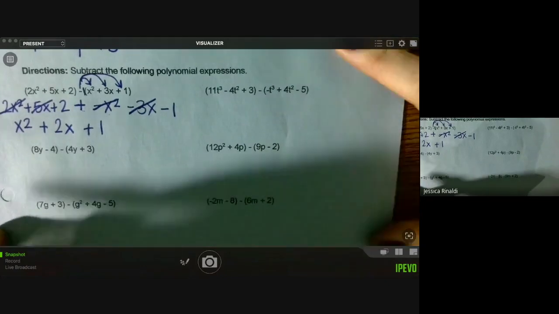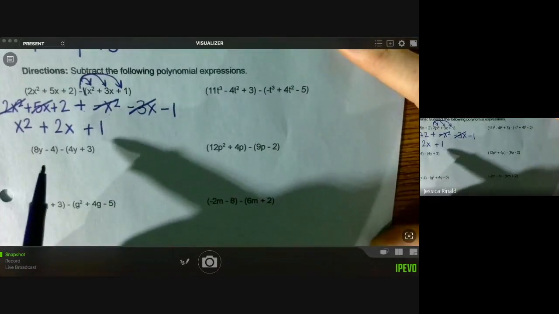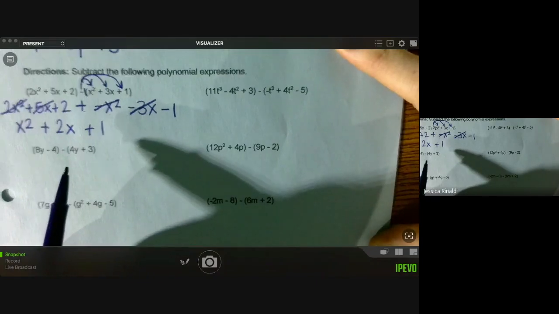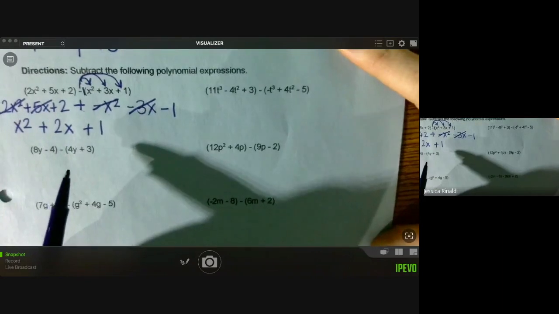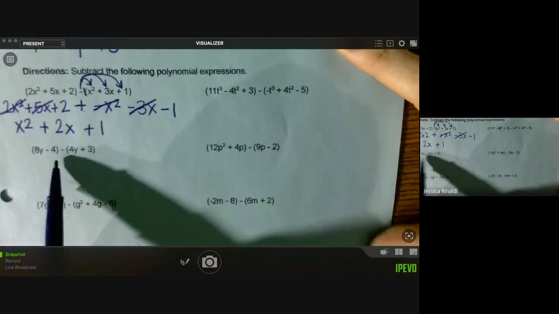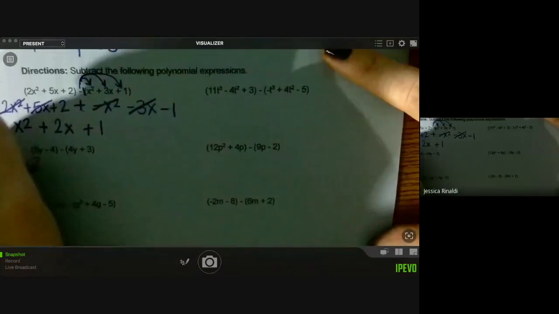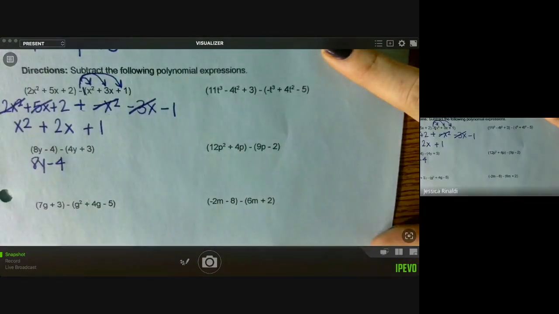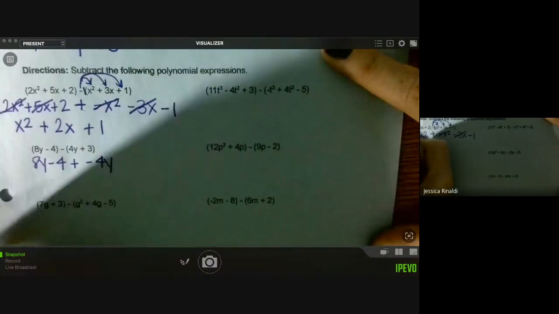So let's just move down this time underneath. I have 8y minus 4 minus 4y plus 3. So what am I going to do first? Dalton, you help me out with this one. Rewrite it. So do I have to do anything with this first part, the 8y minus 4? No. So I write 8y minus 4. Then what? What would I write next? Okay. Plus negative 4y minus 3.